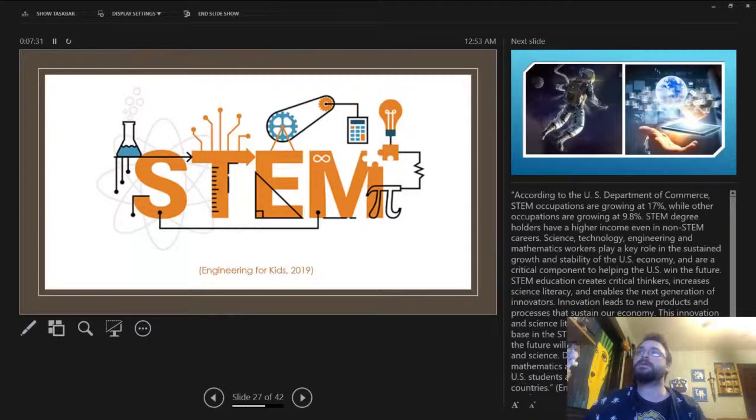According to the U.S. Department of Commerce, STEM occupations are growing at 17%, while other occupations are growing at 9.8%. STEM degree holders have a higher income, even in non-STEM career fields. Science, technology, engineering, and mathematics workers play a key role in the sustained growth and stability of the U.S. economy, and are a critical component to helping the U.S. win the future. STEM education creates critical thinkers, increases science literacy, and enables the next generation of innovators.